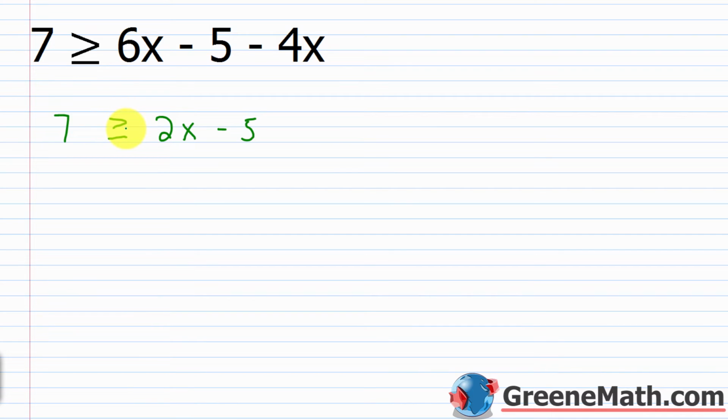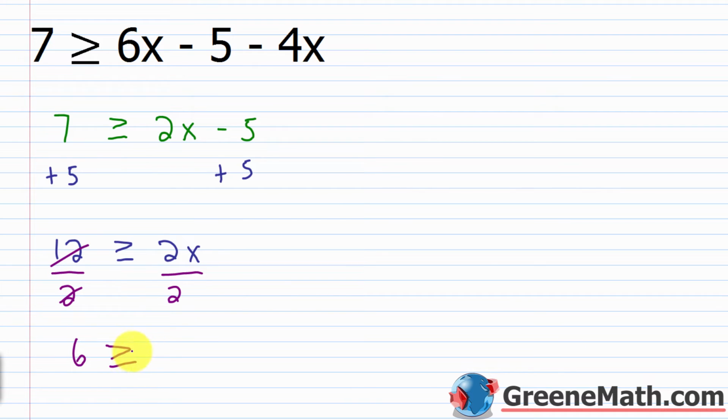So now I want the variable term on one side of the inequality, the number on the other. So I can simply add 5 to each side of the inequality. 7 plus 5 is 12. So 12 is greater than or equal to 2x. To get x by itself, I would divide both sides by 2. Now that's a positive number, so I don't need to do anything to the inequality symbol. This cancels with this and gives me 6. So that's greater than or equal to x.